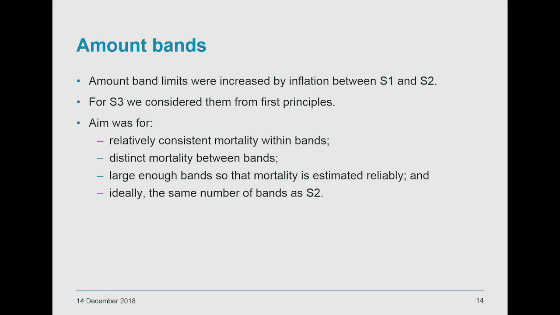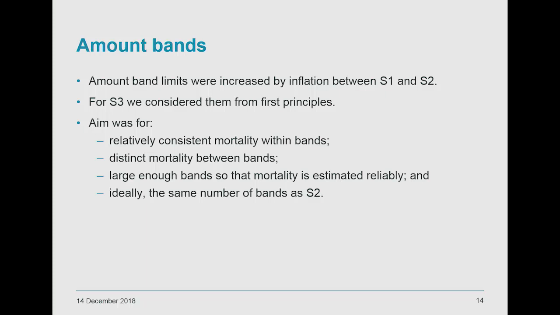So with amount bands from S1 to S2 tables, what we did is we simply increased those boundaries by the rate of RPI inflation. Now that's fine and good. It allows pensioners that would be in one band in S1 tables to generally fall into the same band in S2 tables. What it unfortunately doesn't do is have regard to the underlying data and how mortality rates between those different bands may differ.